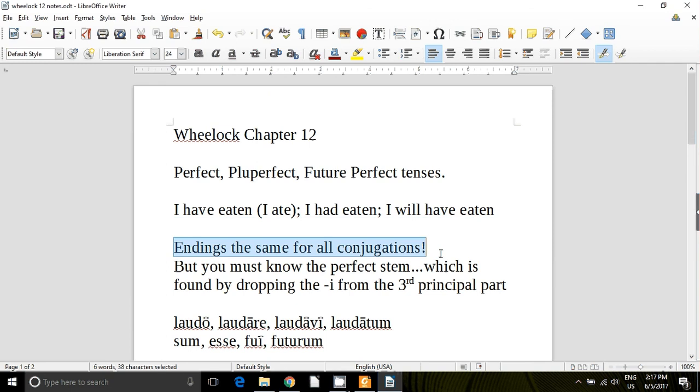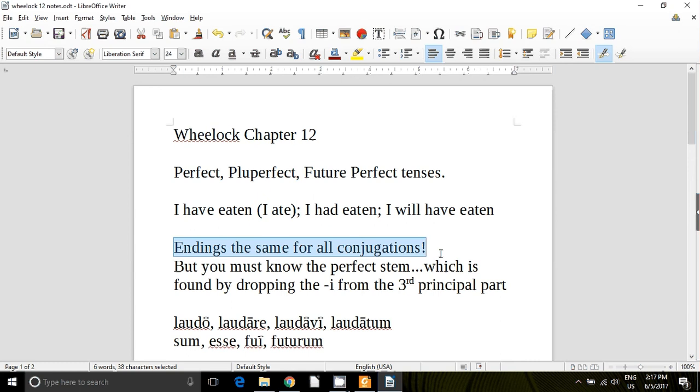Unlike the present, imperfect, and future, where you really had to know, is that a first conjugation verb? Is that a third conjugation verb? The second conjugation present looks a lot like the third conjugation future. So you've really got to know your conjugations as you encounter them. When you come across the endings for the perfect, pluperfect, or future perfect tenses, you'll be able to recognize them right away, no matter the conjugation.